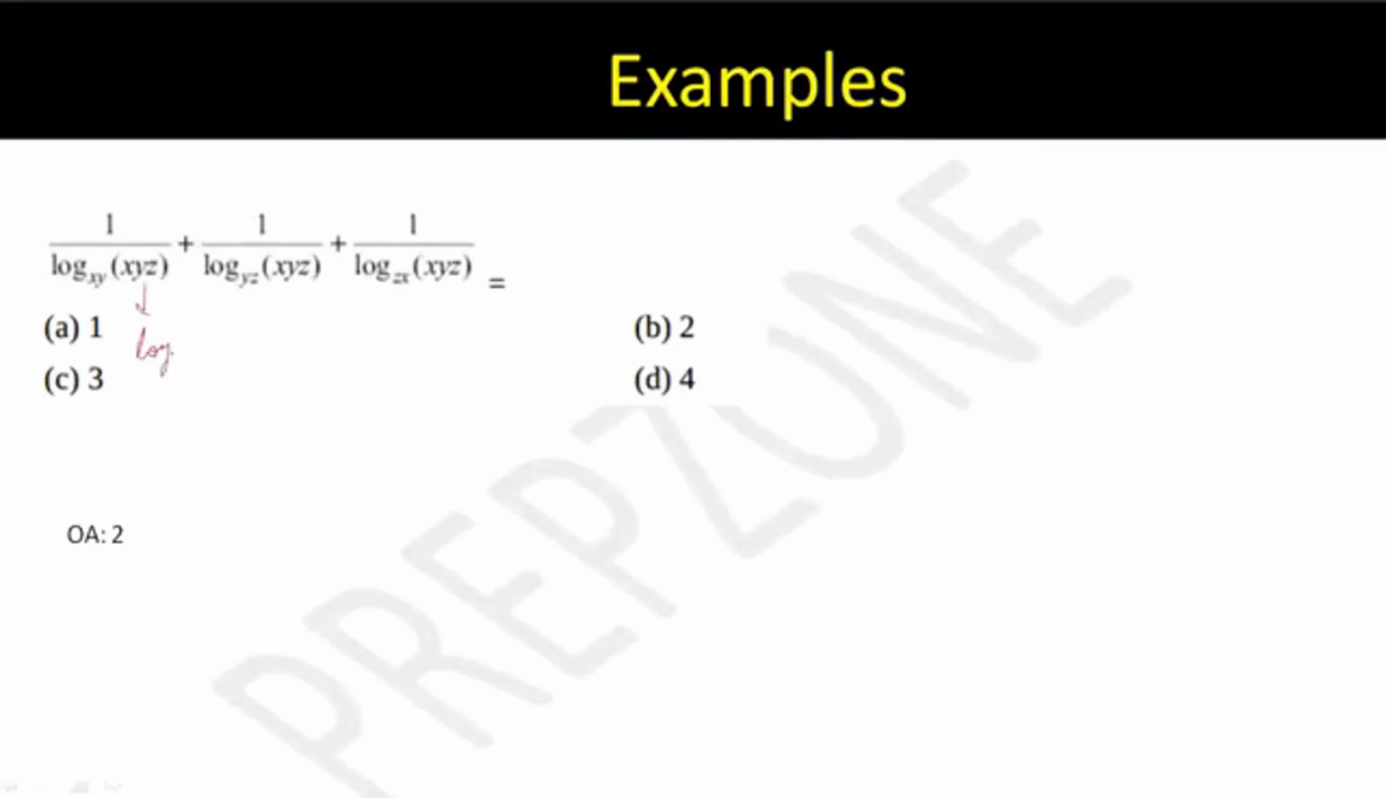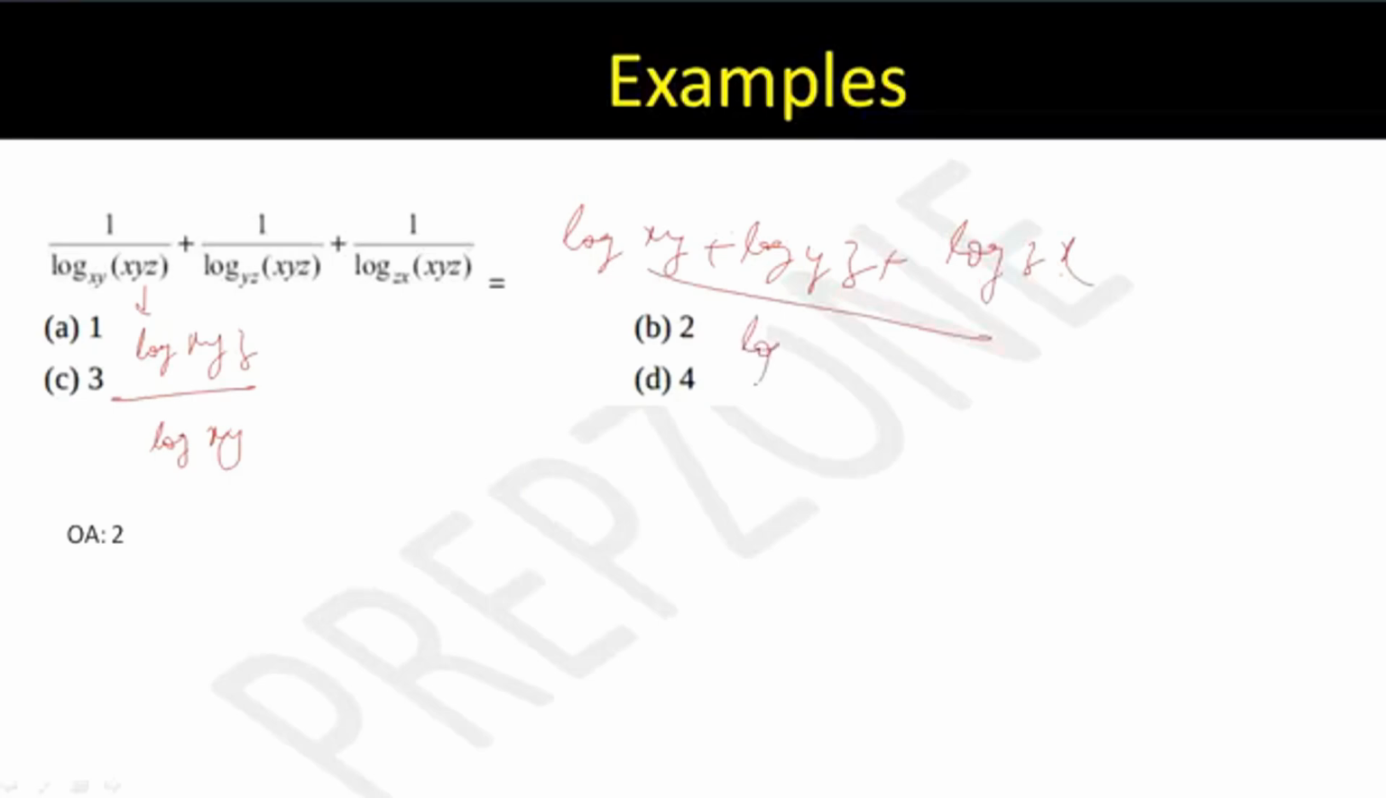Represent this as log xyz upon log xy. Similarly, log xyz will be common, and hence this will become log xy plus log yz plus log zx by log xyz. You can multiply these 3 terms, just the numbers. So this is x square, y square, z square. So 2 will come common. This is xyz whole square. So 2 will come common. This is log xyz, and then the answer will be 2.